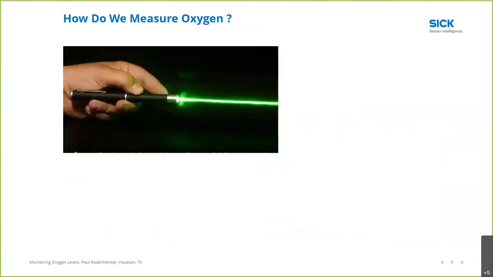So how are we going to measure the oxygen? The easiest way is using an industrial laser beam. By the way, we have a poll here. If you'll answer the poll question, I would greatly appreciate it. It should be on the right-hand side of your screen.